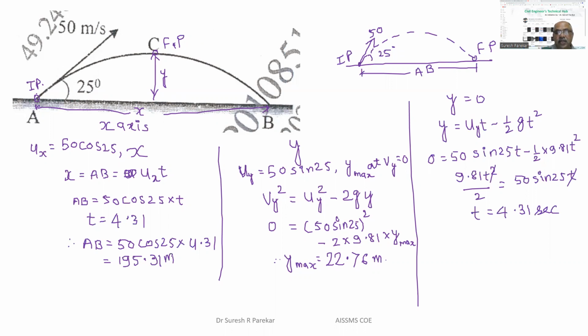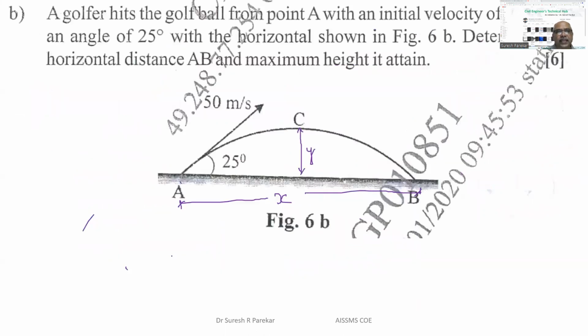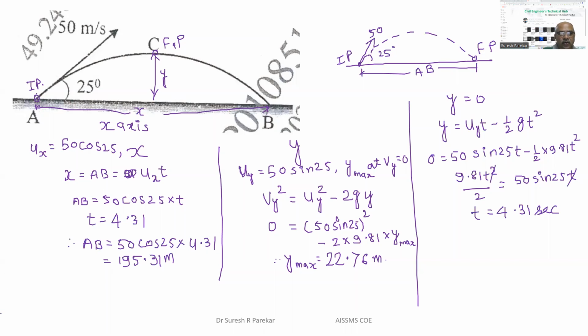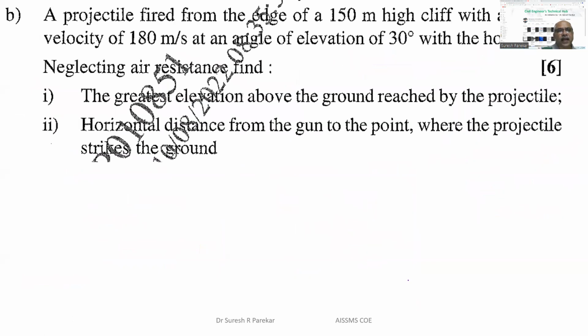So now question you can see maximum height and horizontal distance. So horizontal distance AB is equal to 195.31 meters and maximum height equal to 22.76 meters. And then we have last problem.